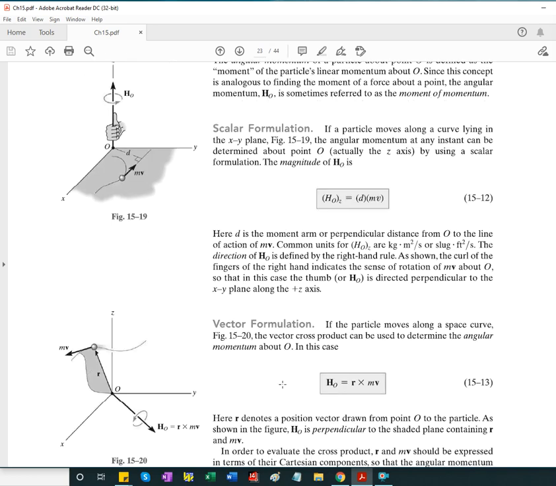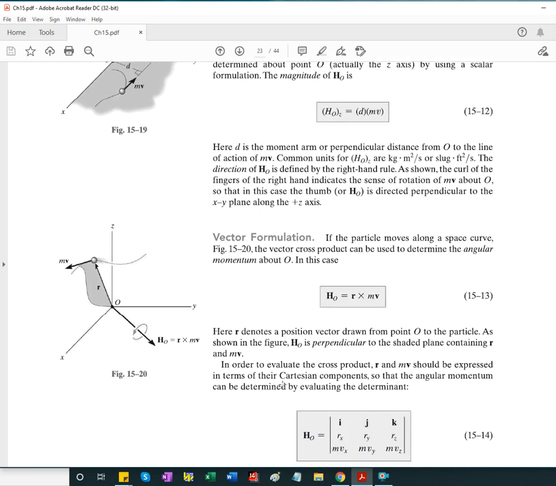Or otherwise, use the right-hand rule. You point your fingers towards the first term, and you curl it towards the second term.